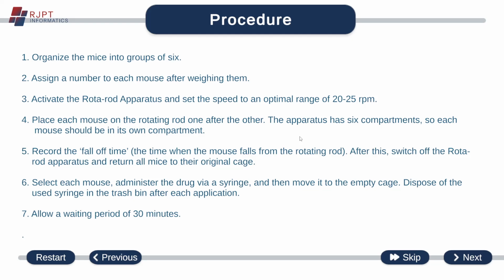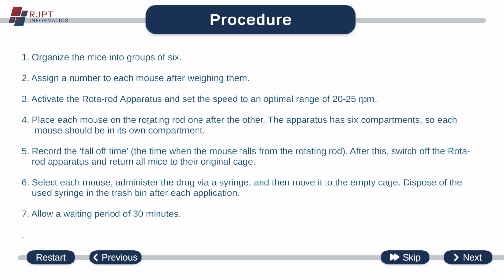Now let us see the procedure part of this experiment. First, we have to organize the mice into a group of six. Then we have to assign a number to each mouse after weighing them. Then we have to activate the Rota-Rod apparatus and set the speed to an optimal range of 20 to 25 RPM. So we have to set the speed at 20 to 25 rotations per minute.